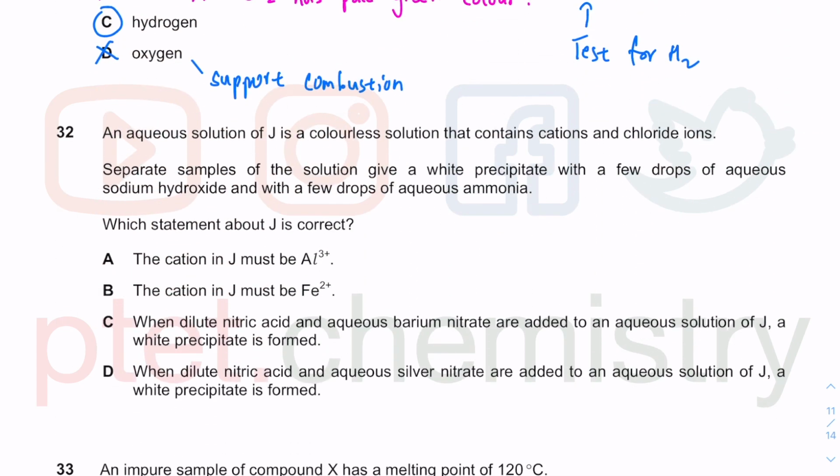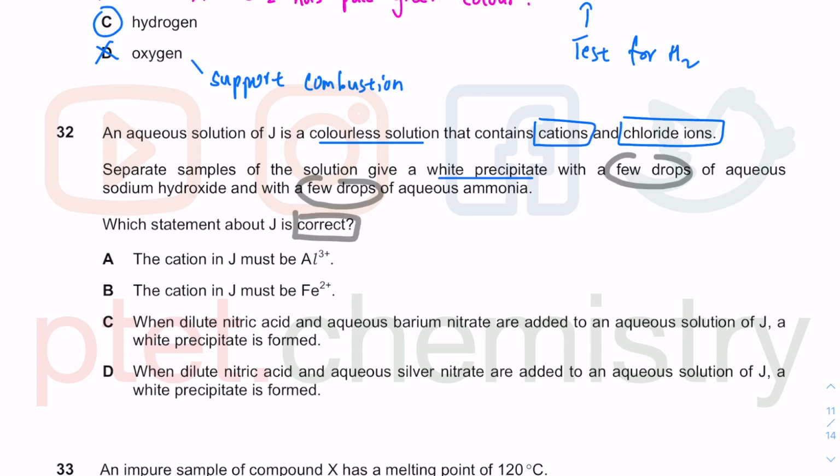Question 32, we have an aqueous solution, a colorless solution. It has cations and it has Cl-. Now you get a white precipitate with a few drops of aqueous sodium hydroxide. So be very careful. This is few drops and it is also few drops. So we're looking at which one is correct. So the cation must be Al3+, but could also be calcium 2+, which gives you a white precipitate with sodium hydroxide, although not really with ammonia. So could also be Zn2+, for instance, or Al3+. So not necessarily must be, could be.